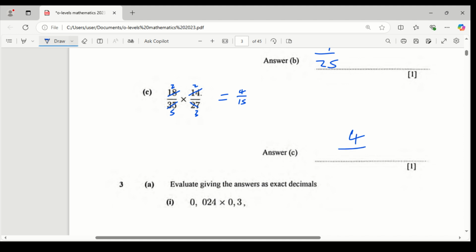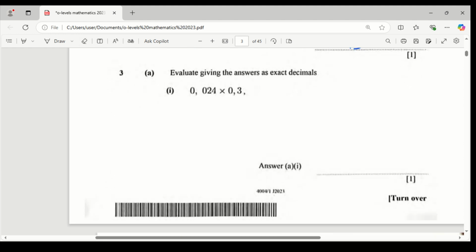So this number is in its lowest term, or its simplest form. Okay, we can move on to number 3. On number 3, it is saying evaluate, giving the answers as exact decimals. So we are going to say 0.024 multiplied by 0.3.